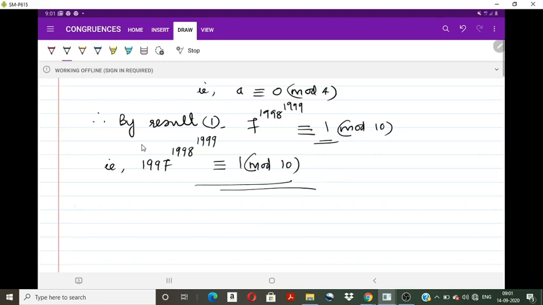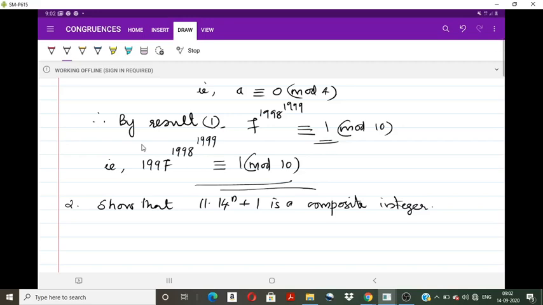Now we move to another problem. Problem number 2. Show that 11 into 14 raised to n plus 1 is a composite integer. A composite integer, we know, has a factor other than 1 and that number itself. It has a divisor.